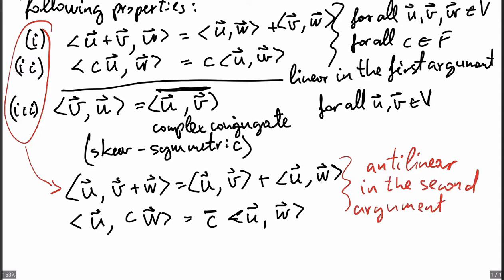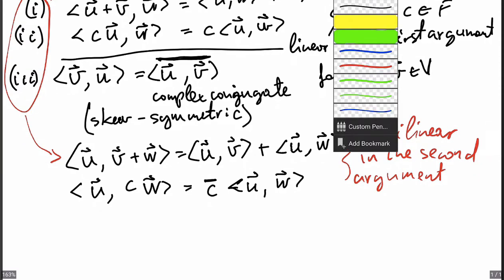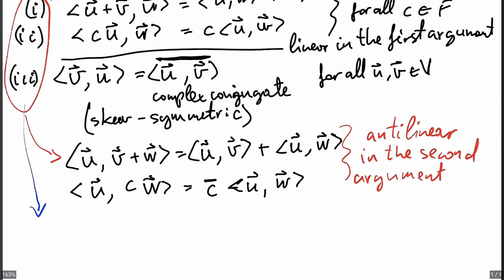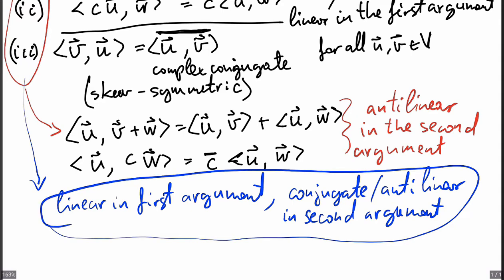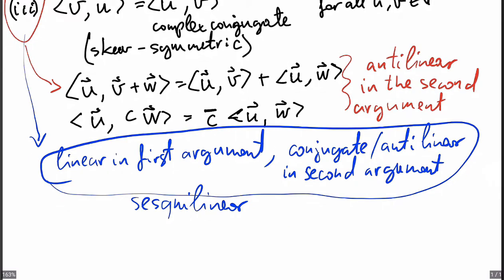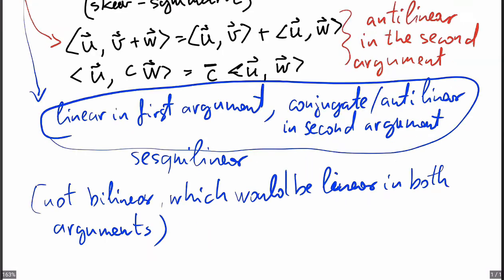And again, together, these three properties and the fact that you have linear in first argument and anti-linear or conjugate linear in the second argument, that kind of function or mapping that results in scalar values is called sesquilinear. Let me also mention that it would be called bilinear if it would be linear in both arguments. So this is not bilinear, which would be linear in both arguments. So this is just a little bit playing with the definition.